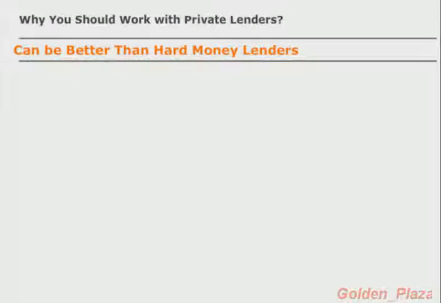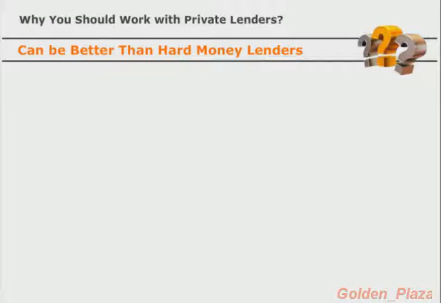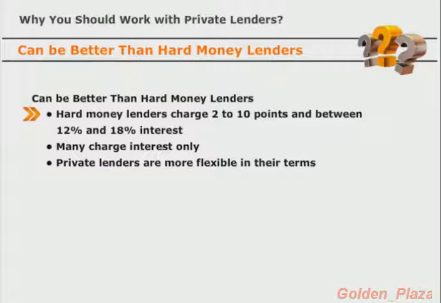People traditionally borrow from hard money lenders to fund foreclosure investments. However, hard money lenders generally charge a fee that is a percentage of the amount borrowed, also known as points. Hard money lenders can charge 2 to 10 points and 12 to 18% interest on the loans they do.